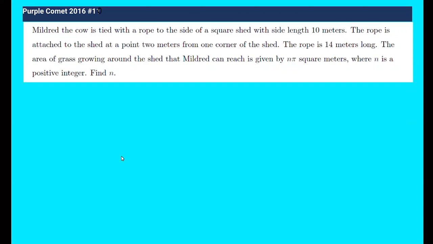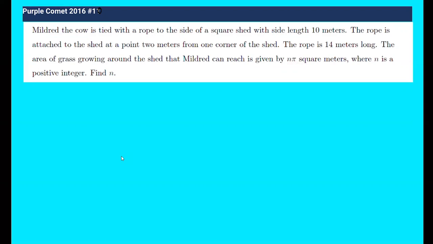The question says there's a rope we are attaching to a point that is 2 meters away from the corner of the shed, and the shed is given as a square shape, and the rope is 40 meters long. We'd like to find the area of the grass that's growing around that shed. That's given actually by n pi, so n is the answer. n is the number we are looking for.